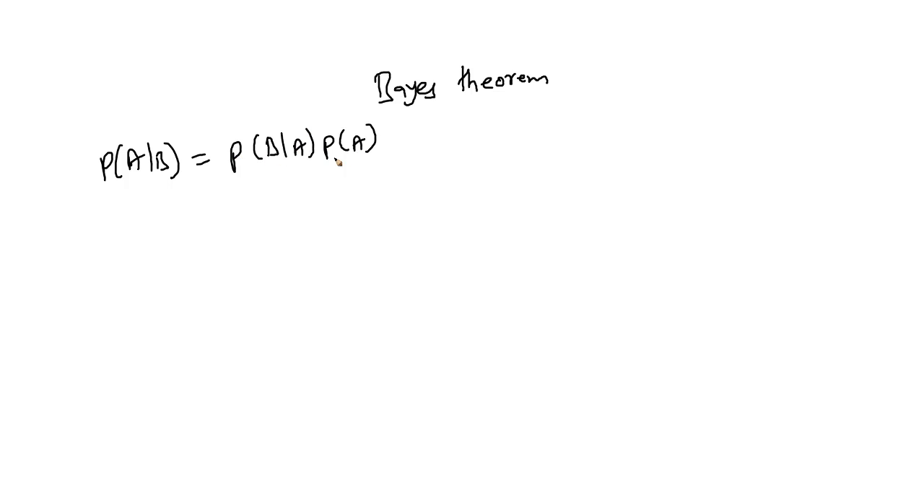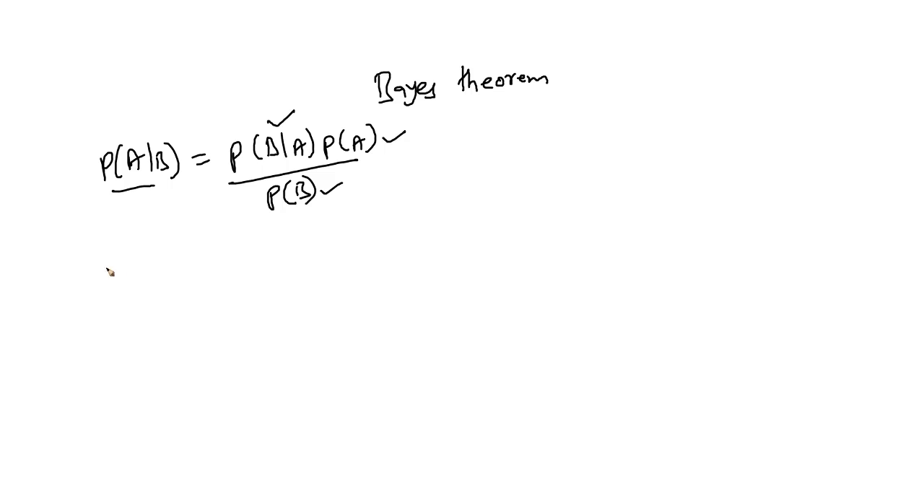So remember the Bayes theorem. Bayes theorem essentially says that if you have probability of A given B, it can be expressed as probability of B given A times probability of A divided by probability of B. And we know the terms: probability of A is the prior probability, this one is the likelihood, this one is the marginal probability, and this is often called the posterior probability.